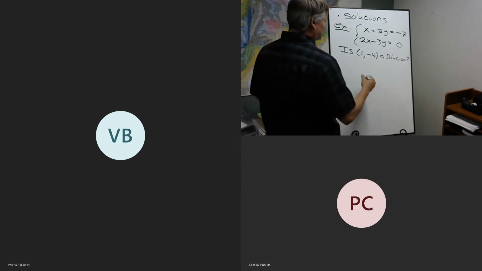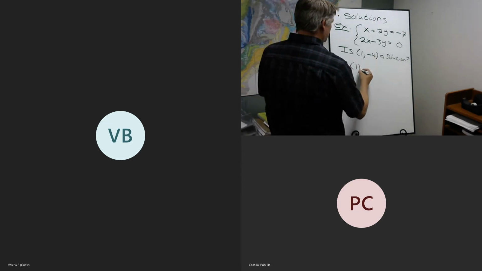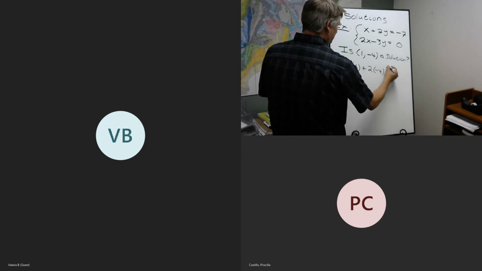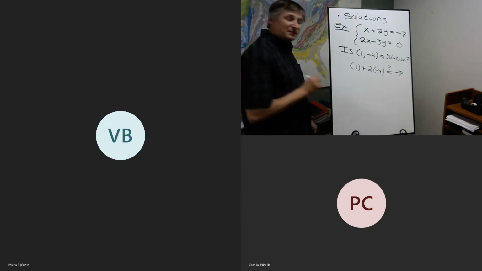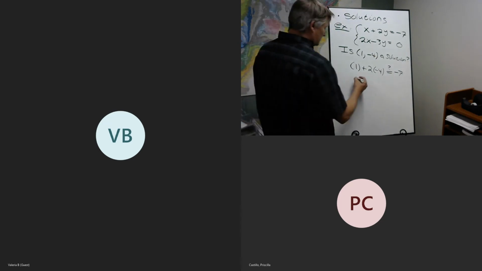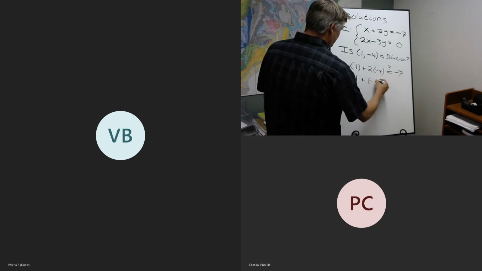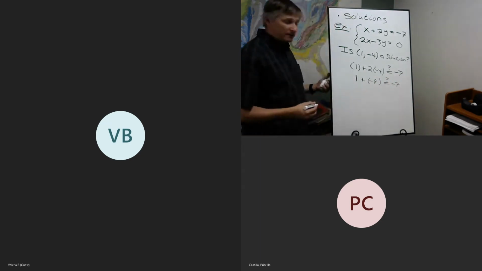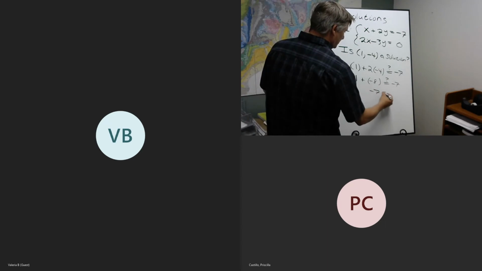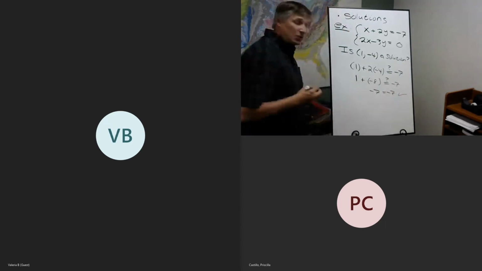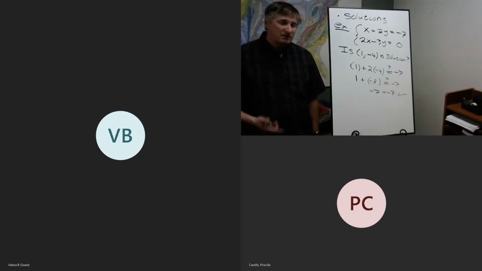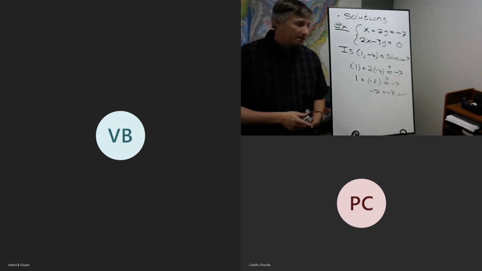Well, plugging this in. X is 1. Y is -4. Does that equal -7? Well, 1 plus -8. And sure enough, it does. We'll get -7 equals -7. So far, so good. This one worked for the first equation. But we're not done. We've got to check it for the second equation. If it doesn't work for the second equation, it's no good.